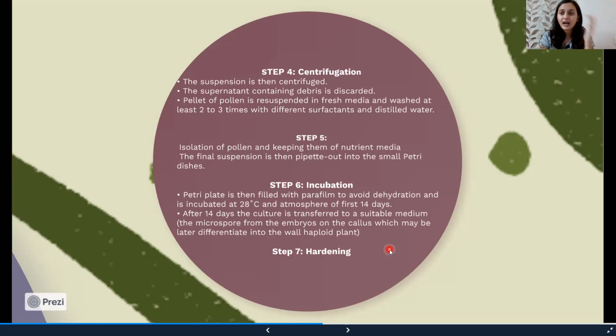Then we will get haploid plantlets from the pollen grains. And finally, in the hardening procedure, we shift those plants to greenhouses.